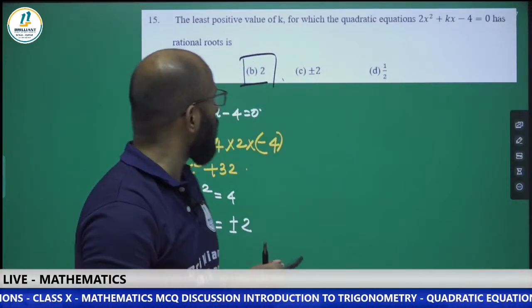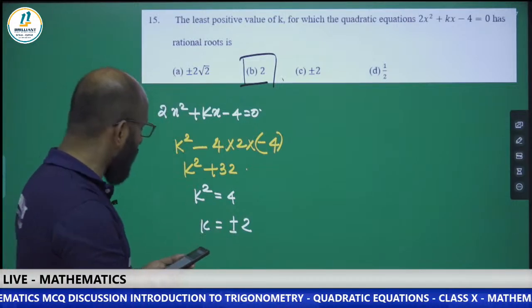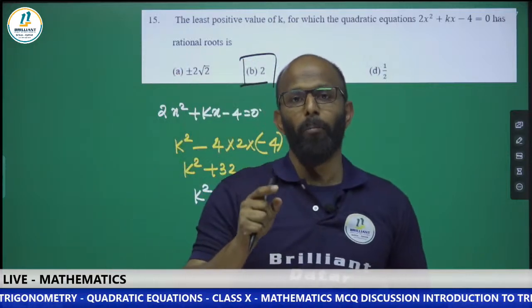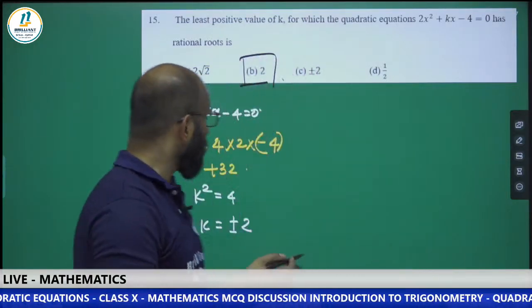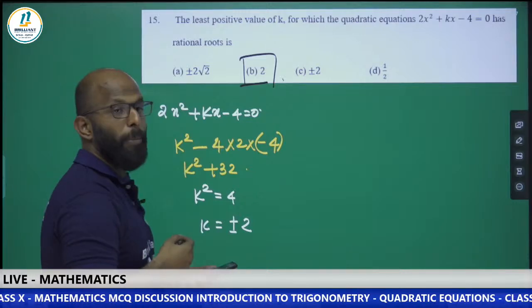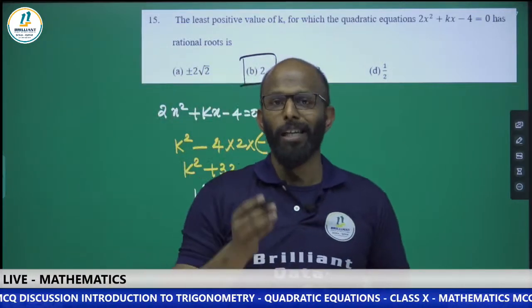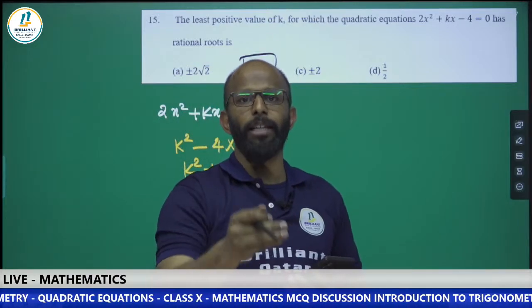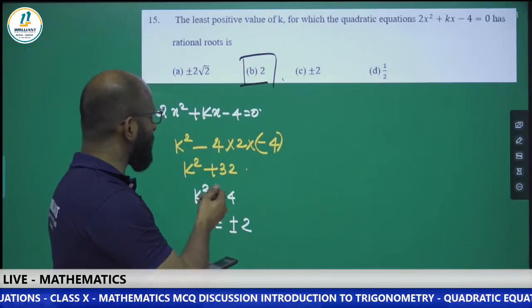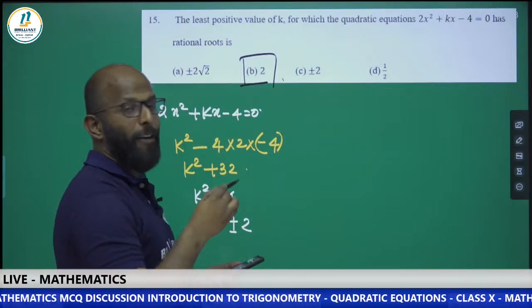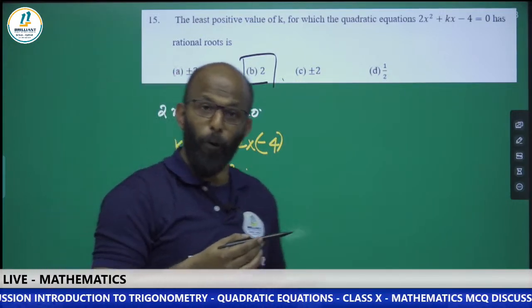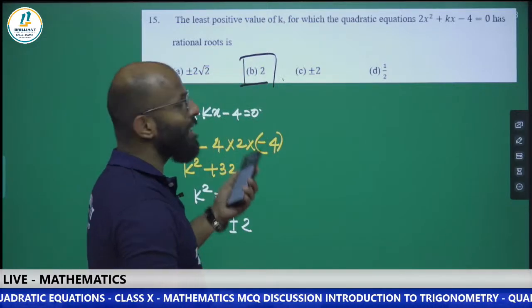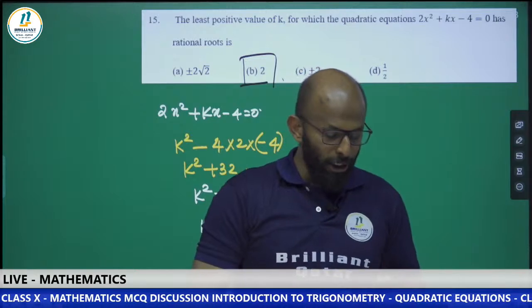I will repeat this question once again because it is a very important question. If a quadratic equation has rational roots, then its discriminant must be a perfect square. So we find the discriminant b square minus 4ac, which is k square plus 32. We consider the nearest greater perfect square, which is 36. To get 36 we need to add 4, so k square is 4, then k is plus or minus 2. So the least positive value of k is positive 2.